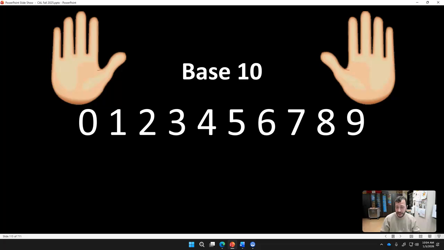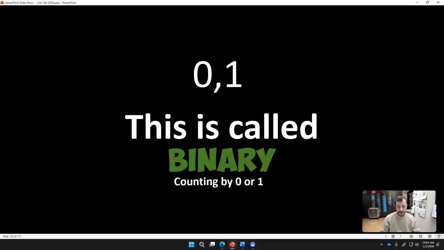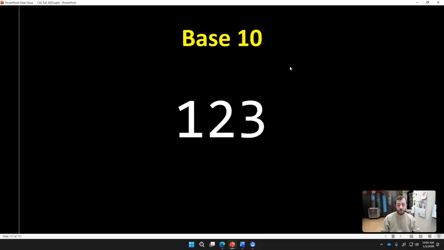That's base 10 number system is called the decimal system because dec means 10, and a decade is 10 years. So in the binary number system, with only two digits, 0 and 1, we are going to be counting using just the 0 and the 1, two different digits. Binary digits are called bits. And you might even notice that the power symbol is a 0 with a 1 through it.